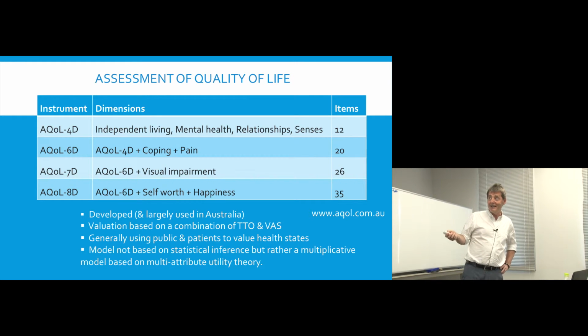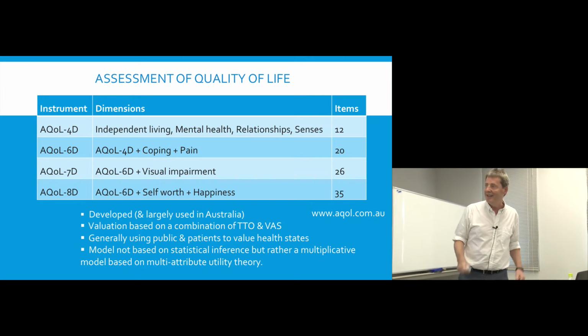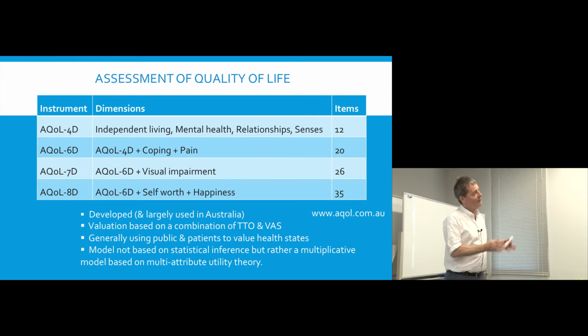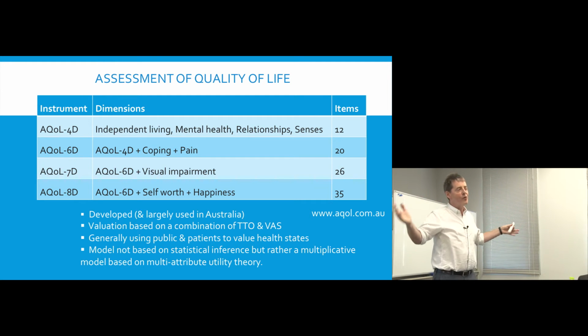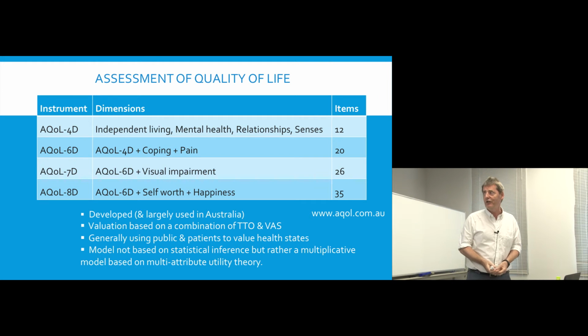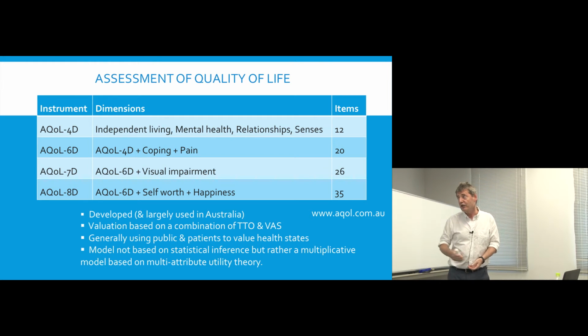There's a 6D where they add in coping and pain. There's a 7D where we add in visual impairment, and even an 8D where we've got 6D plus self-worth and happiness. Personally, I feel this smacks of a lack of confidence about what you're trying to measure, and they're trying to sort of cover all bases. You could put it more fairly and say that they're going to have quite a narrowly defined measure and a series of more broad measures, and they've got open minds as to what they're measuring. Developed and largely used in Australia.